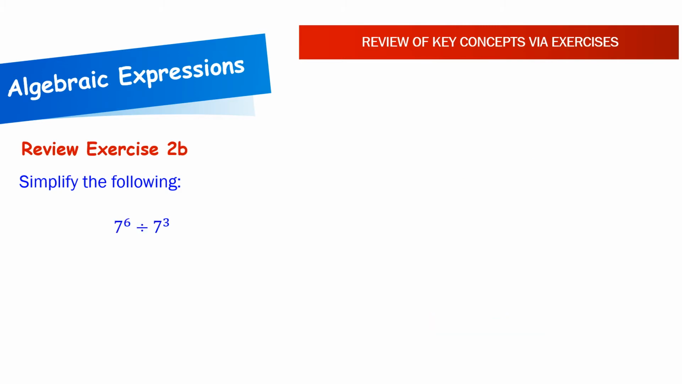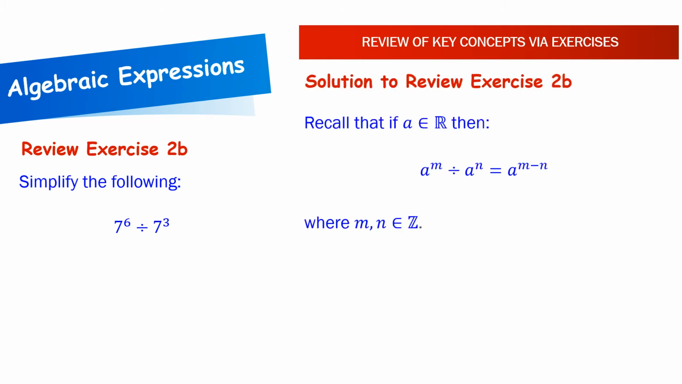We will now solve review exercise 2b. Simplify the expression shown. Recall that a to the power m divided by a to the power n is equal to a to the power m minus n. Therefore 7 to the power 6 divided by 7 to the power 3 is equal to 7 to the power 6 minus 3. And that's clearly 7 to the power 3.